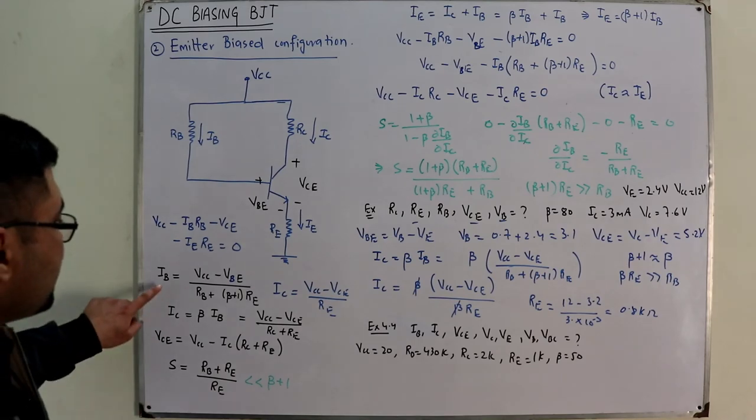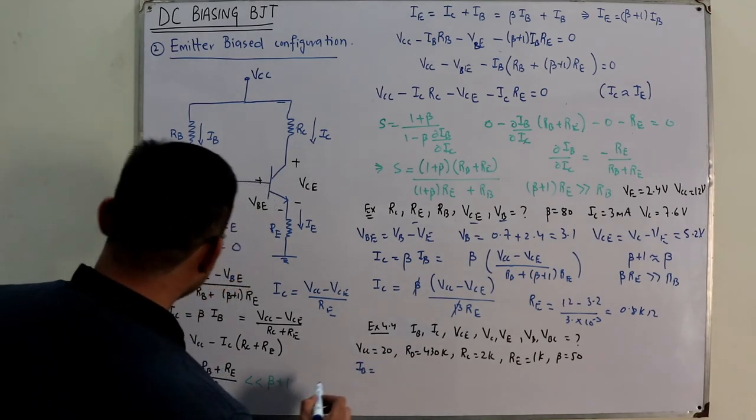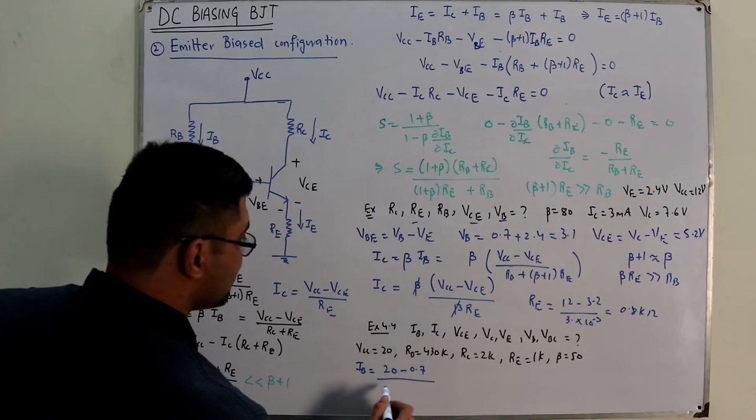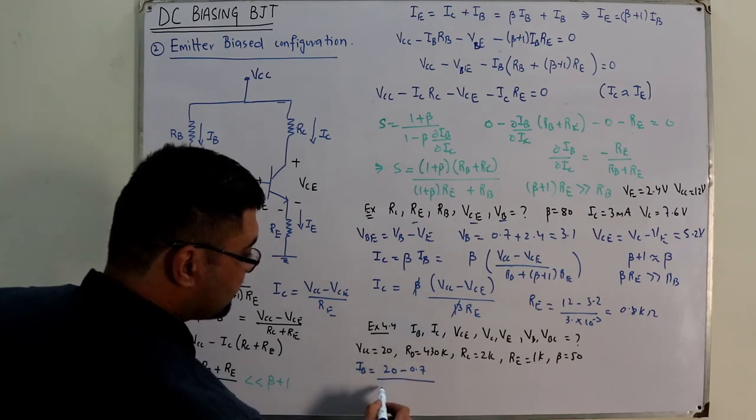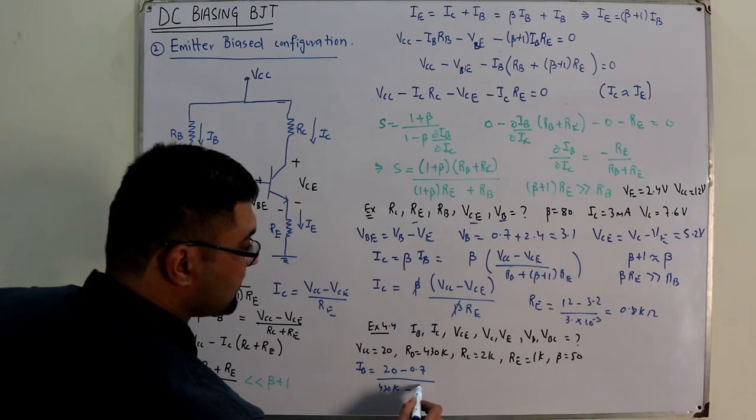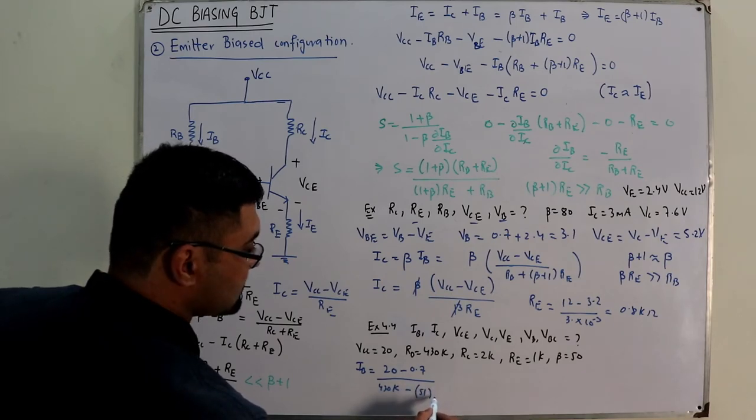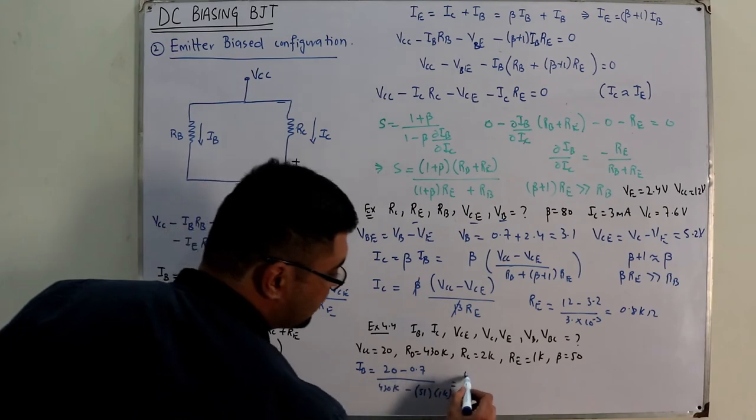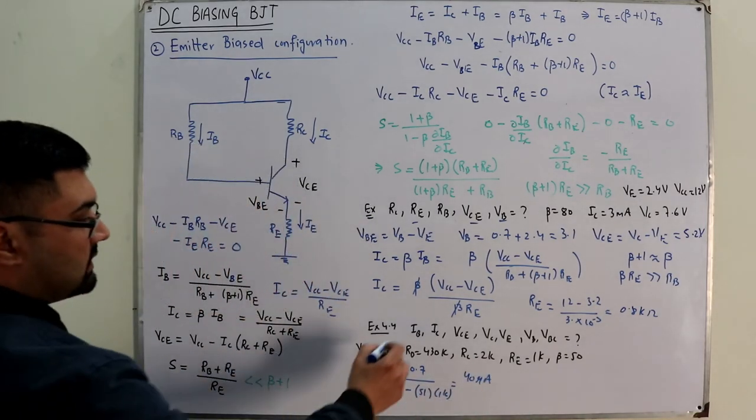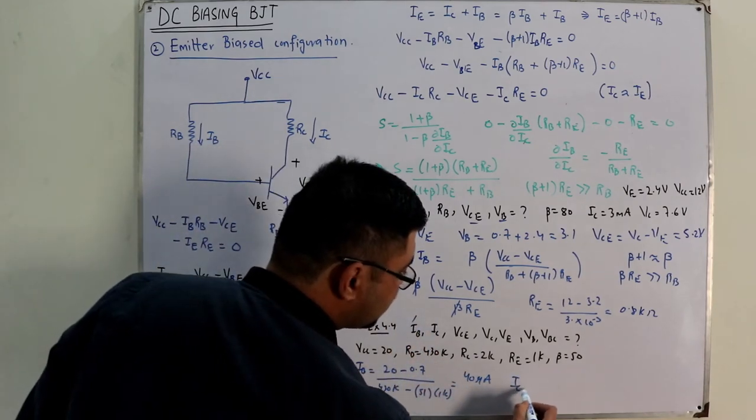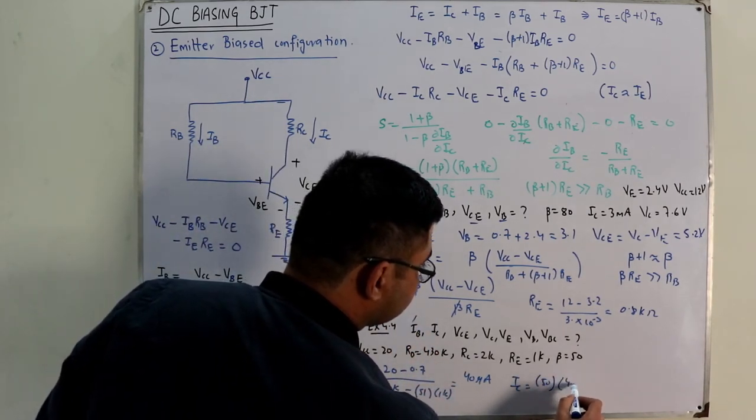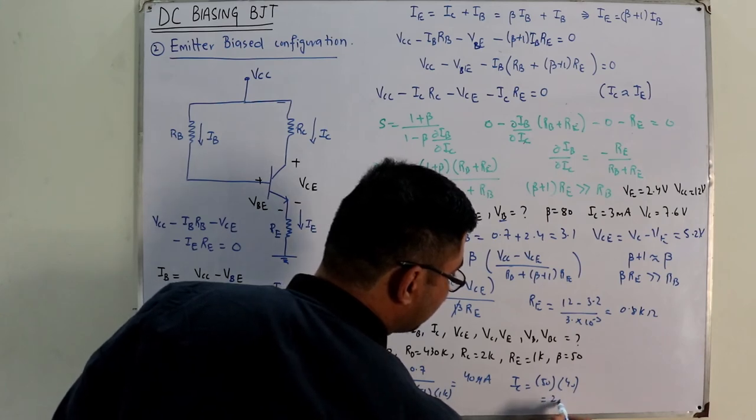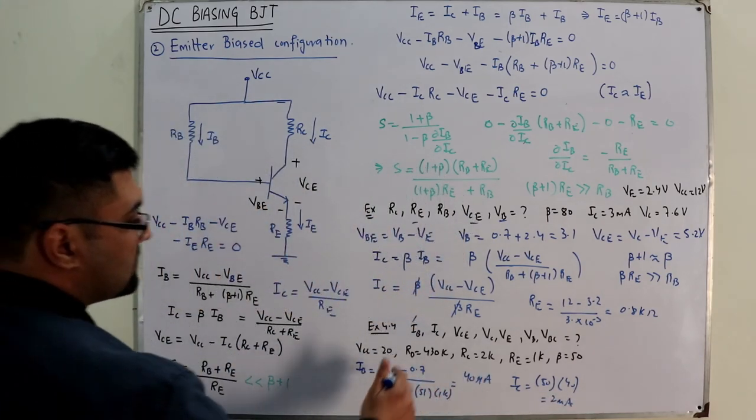But anyways, so IB you can calculate from here. IB would be what? It's VCC, which is given as 20, minus VBE, considered 0.7, over RB, which is 430 kilo ohms, plus beta plus 1, which is 51, times RE, which is 1 kilo ohms. The value of IB comes out to be 40 microampere, 40 point something, whatever it is. IC is beta times IB. IC comes out to be 2 milliamperes. Have a look, IB is in microamperes, IC in milliamperes.